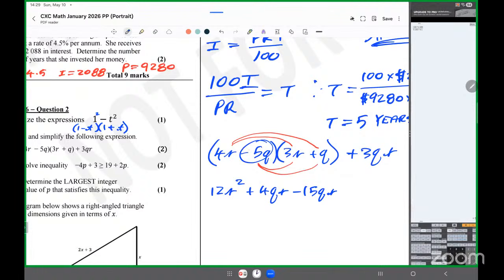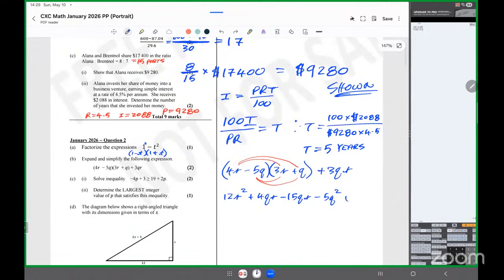Then the minus 5 times the q squared times the q becomes negative 5q squared. And then add back this 3qr. So we're going to add back this 3qr right here. Very good. Now add up all the like terms.